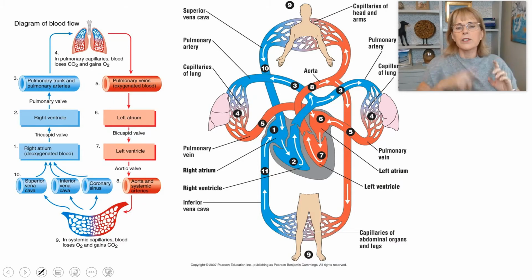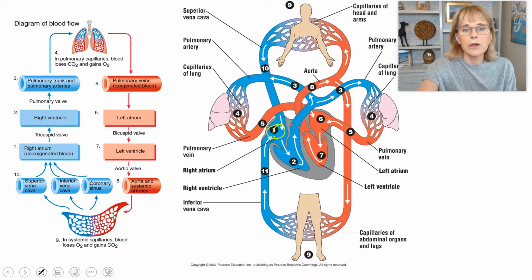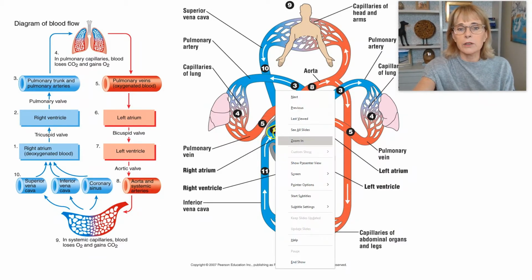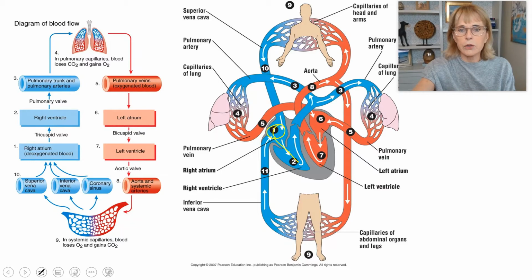So remember, blood just goes round and round. But by convention, we usually start right here at the right atrium. So blood's going to go from the right atrium into the right ventricle. Then it's going to leave the right ventricle and go into the pulmonary trunk, pulmonary arteries. Then it goes to the lungs, drops off CO2, picks up oxygen, comes back in the pulmonary veins. Then it goes into the left atrium.